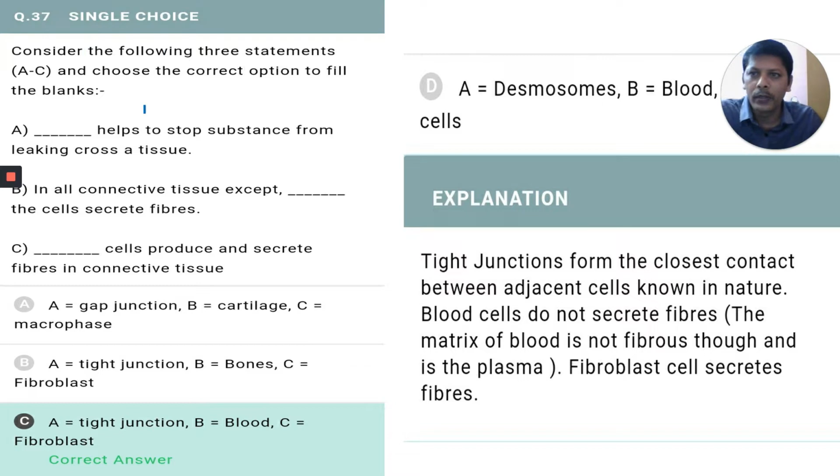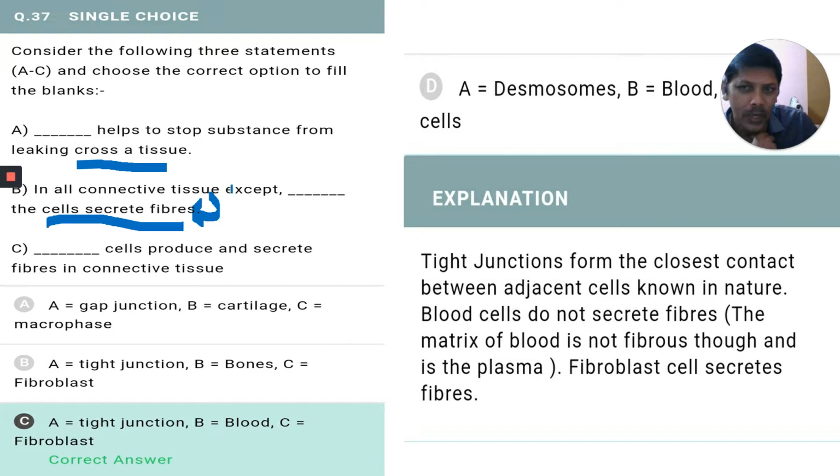One, dash helps to stop substances from leaking across a tissue. Next, in all the connective tissues except dash, cells secrete fibers. In all connective tissues cells secrete fibers, but in one connective tissue, cells do not secrete fibers. What is that connective tissue?